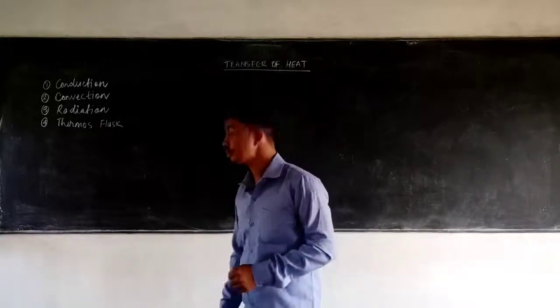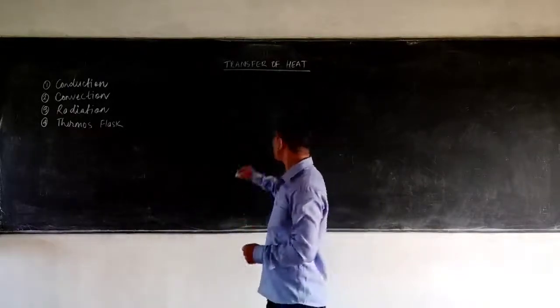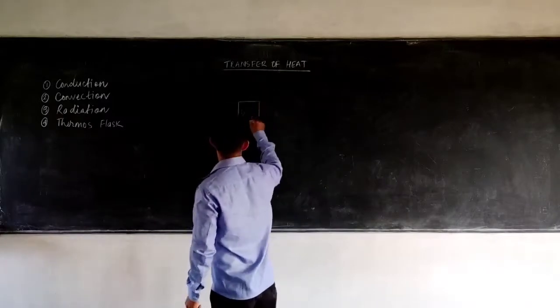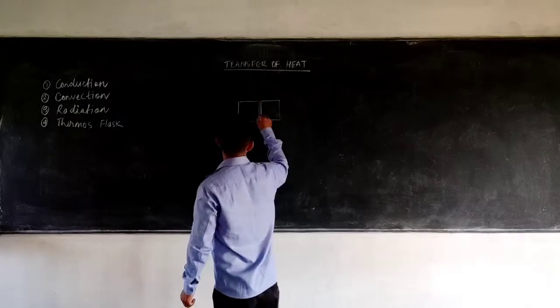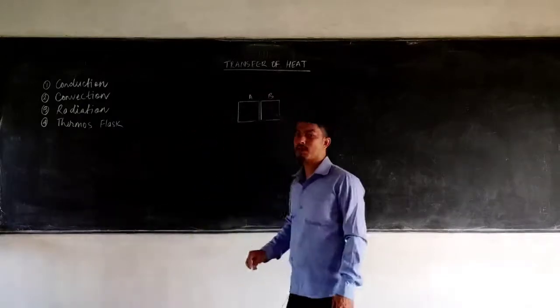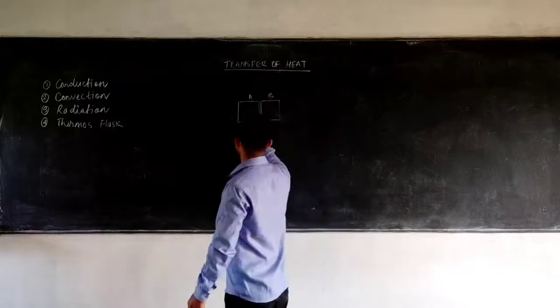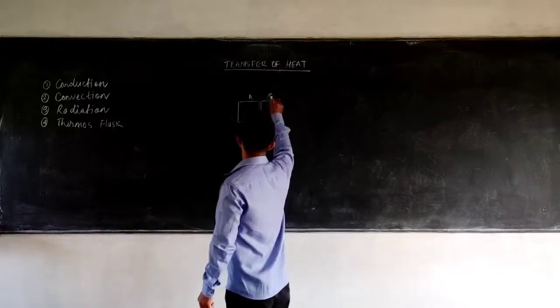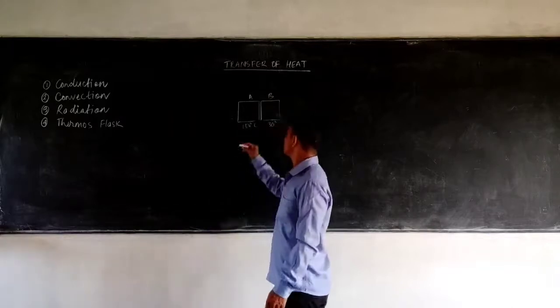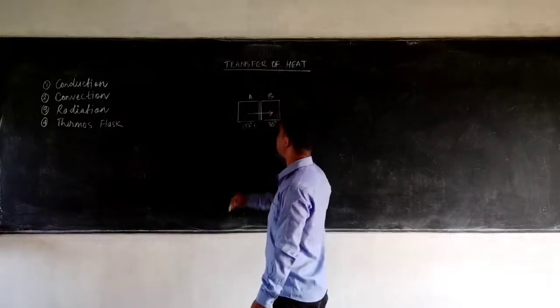Now to begin this topic, the transfer of heat, we know that whenever 2 objects, object A and B, are at different temperatures or contain different amounts of heat, suppose A is at 100 degrees centigrade and B is at just 30 degrees centigrade, what happens? The heat flows from the hotter body to the colder body.